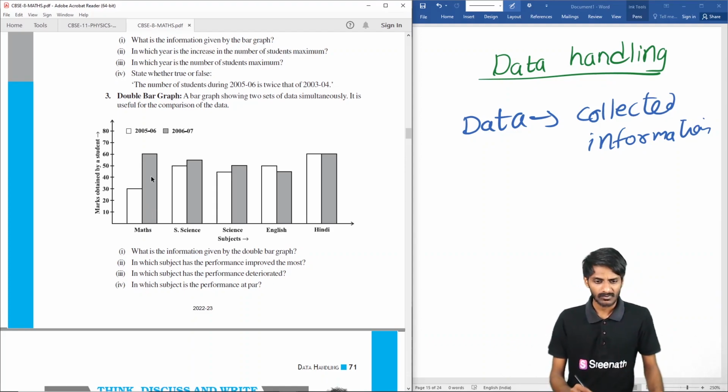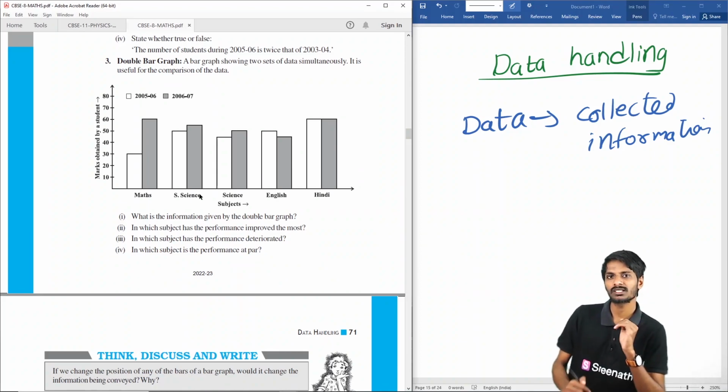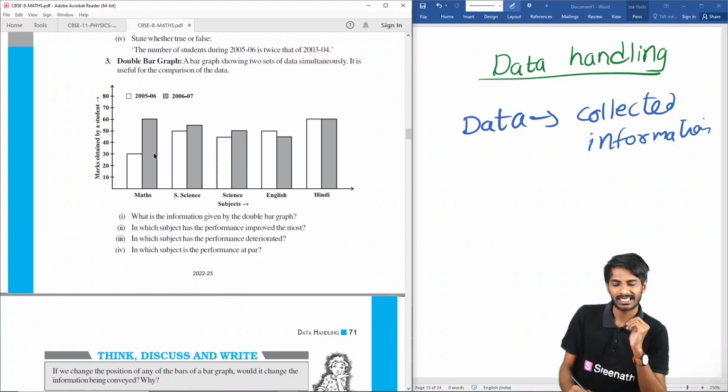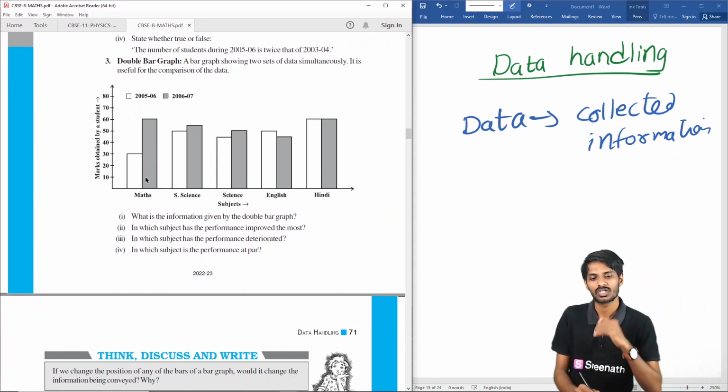Okay, like that. So if you see in which subject the performance improved the most, in which subject the performance increased most in the next academic year. If you see in the math subject, the performance increased very high. It is the 2005 to 6, and it is the 6 to 7. The percentage increased very high. So the increase is small here, small here, small here. There is no increase in Hindi, there is a decrease in English, there is a small increase in science, and there is a small increase in social science. But in the maths there is a sudden increase.